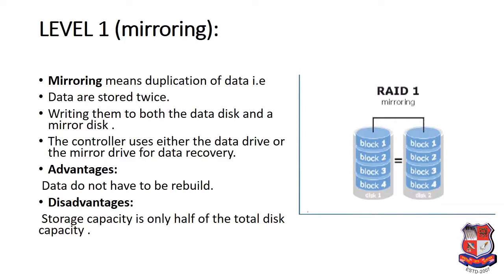So let's see. Mirroring means duplication of data, i.e. data are stored twice, writing them to both the data disk and a mirror disk. The controller uses either the data drive or the mirror drive for data recovery. So if our data get lost from one disk, still we can get our data from the second disk.